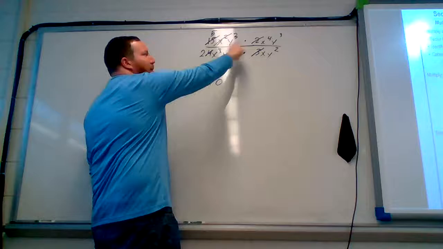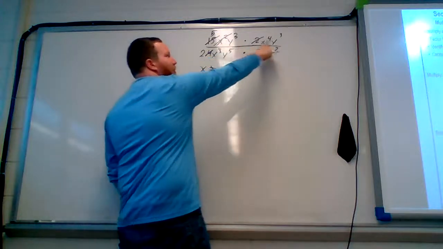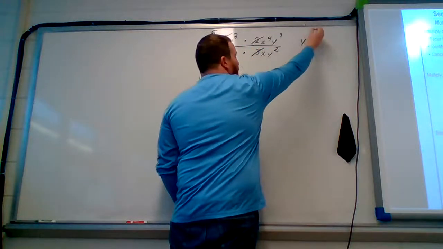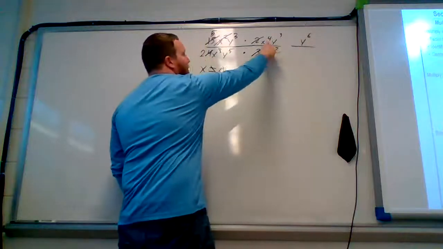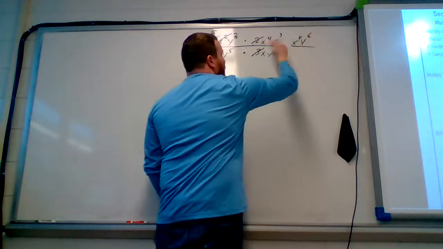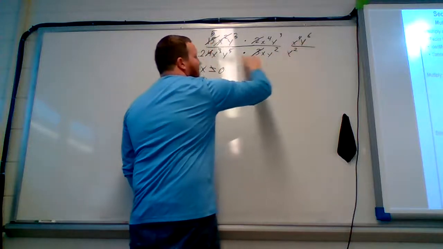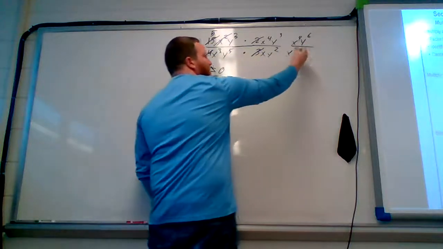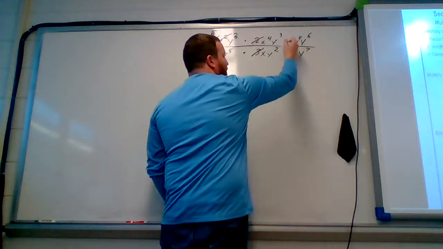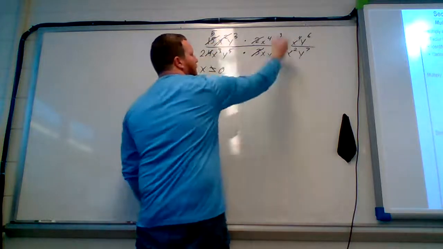Or I'm going to combine them to make it a little bit easier for us. Y to the third times y to the third gives us y to the sixth. We've got an x to the fourth left over. And then we've got an x times an x, which is going to give us an x squared. And y to the fifth times y squared is y to the seventh. Of course, we still have our numbers as well.